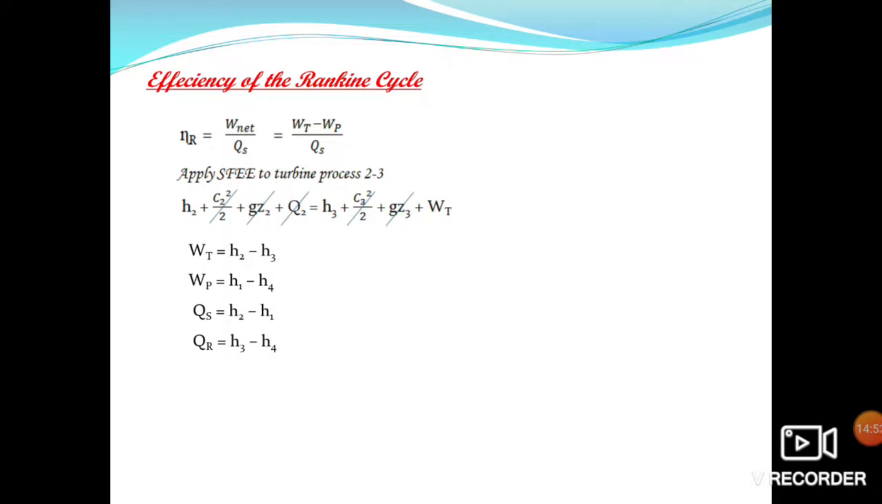Now substituting the values in the efficiency equation, we get efficiency of the Rankine cycle is equal to H2 minus H3, this is work done by the turbine, minus H1 minus H4, which is work done by the pump, upon H2 minus H1, which is the heat supplied.